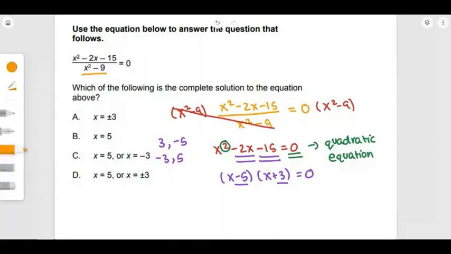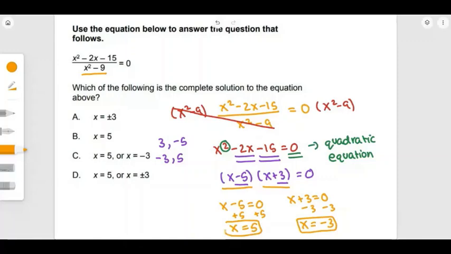Now we need to solve for x. To solve for x, we're just going to set each bracket equal to 0. So x minus 5 equals 0. We're going to add 5 to both sides, so x equals 5. And the other one, the same thing. We're going to move the 3 to the other side, which gives us x equals negative 3. Now we have two values for x. Now we need to check our answers by substituting x into the equation above.